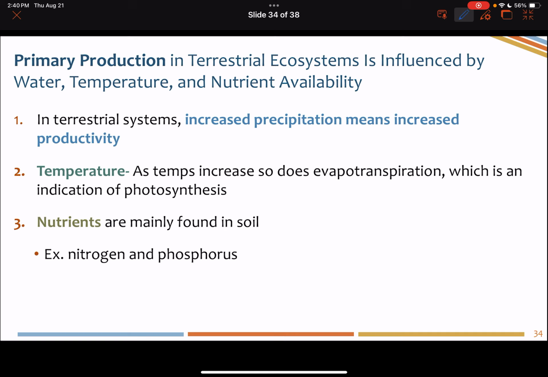So in terrestrial systems, increased precipitation or increased water usually means an increased productivity. You're probably all familiar that the tropics or equatorial regions are temperate rainforests or tropical rainforests. These are all areas of increased precipitation, and there are a lot of trees there. That's because the water helps the plants grow. Water is required for photosynthesis. It's also required to help our plants stand up straight and just to perform the functions that are crucial for those plants surviving.